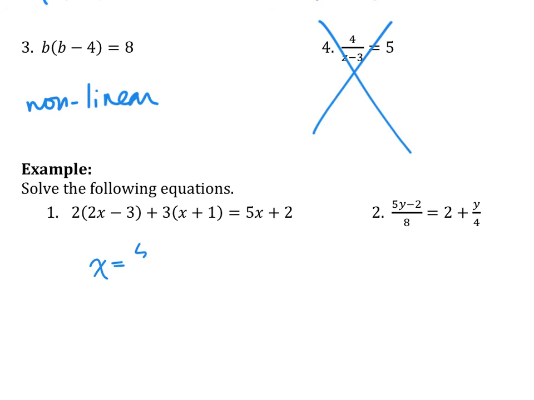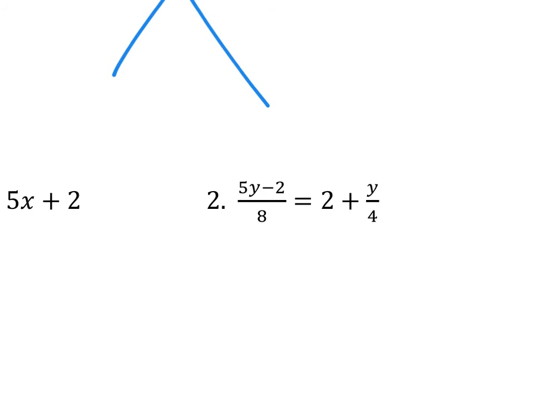Okay, x is 5 over 2. So pretty easy stuff. Let's try number 2 because this one has fractions, so I just want to make sure that you all follow the same procedure. When we have fractions, the first thing we want to do is get rid of the fraction by multiplying both sides by the least common denominator.